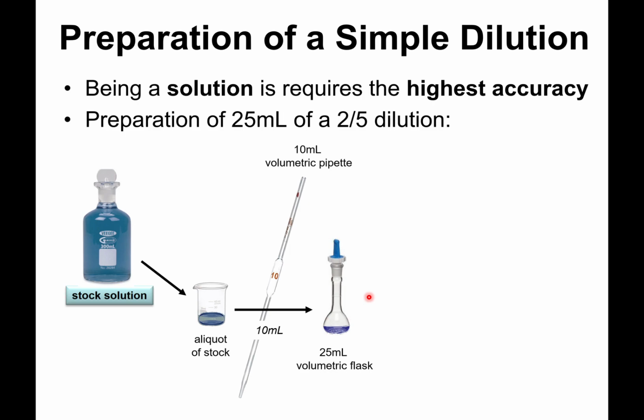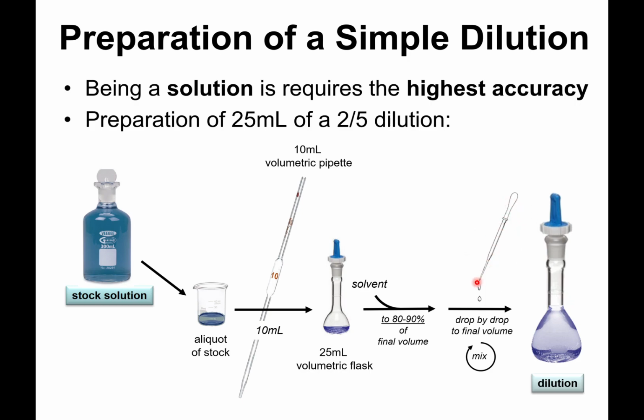And the way you do it is exactly as you were suggested to do it with solutions. You will be adding the solvent first in a fairly gross way. You can go straight from the bottle up to 80-90% of the total volume, so 80-90% of 25 milliliters, below the marking here. And then, as in solutions, you will finish it up, adding drop by drop the additional solvent until you reach the 25 milliliters. Once you reach the 25 milliliters, you will mix it and your dilution will be ready. All these steps, again, step by step, are done trying to ensure the maximum accuracy possible.